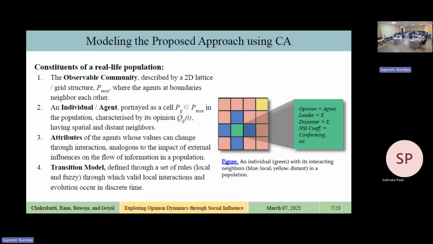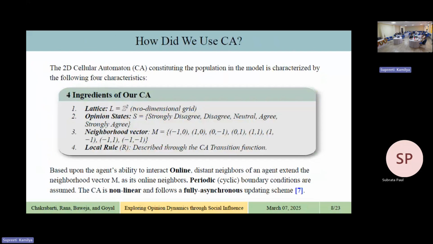Other than that, since we are considering an ensemble approach, we also add attributes to those agents, and these attributes can be dynamic or static, and they describe the external influences on that agent. Next, we'll have the transition model, which we'll talk about through the local rule and the fuzzy rules of interaction, which we have defined further. So our version of the CA, the 4 ingredients of our CA are described here.